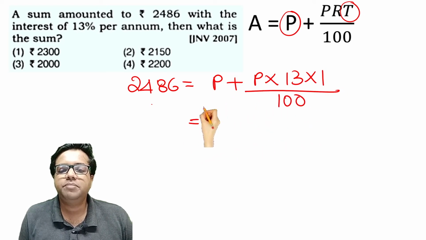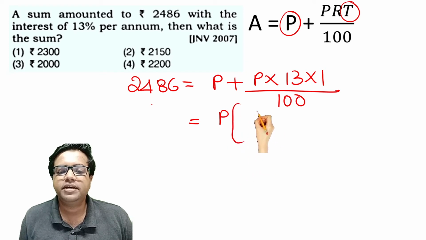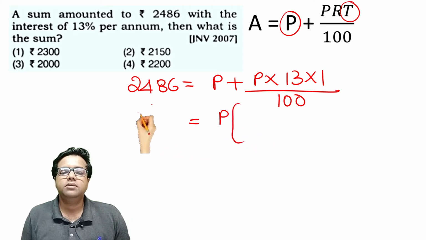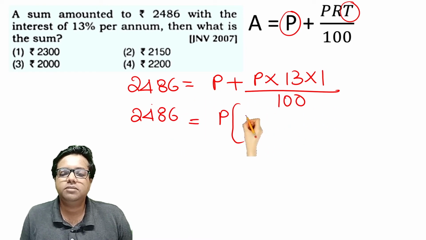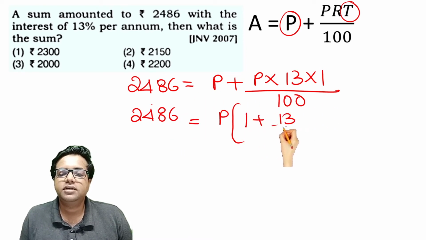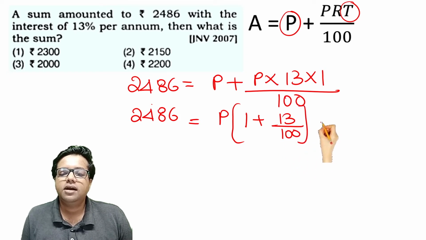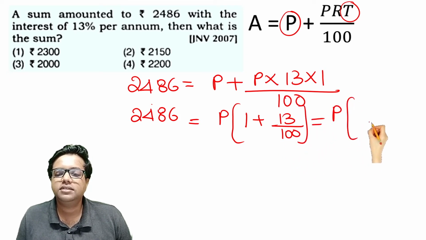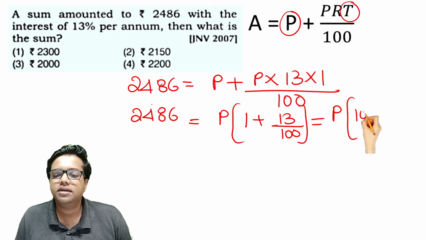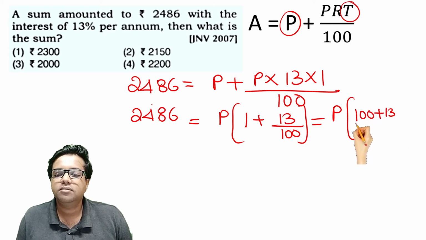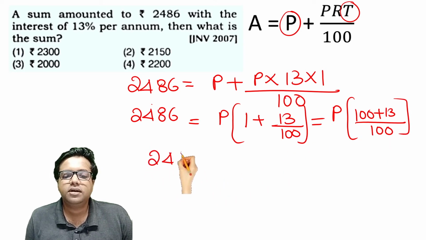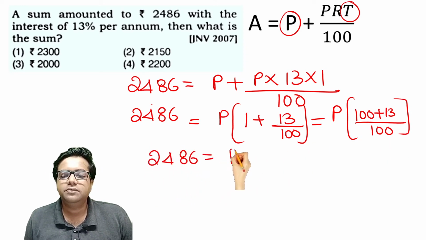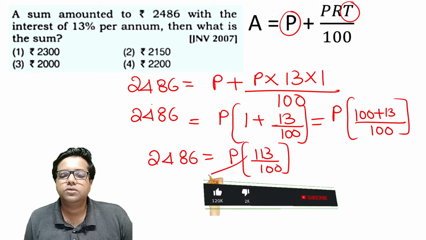Now here I will take P common in both the cases. If I take P common in both the cases, it will become 2,486 is equal to P into 1 plus 13 by 100. This is what I get. And if I add it, I will get 100 into 1 is 100 plus 13 by 100. So 2,486 will be equal to P into 113 by 100. So it gets cross multiplied.